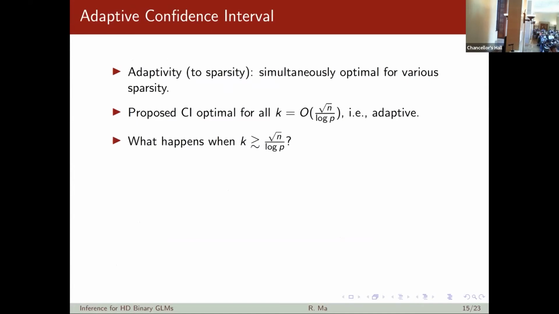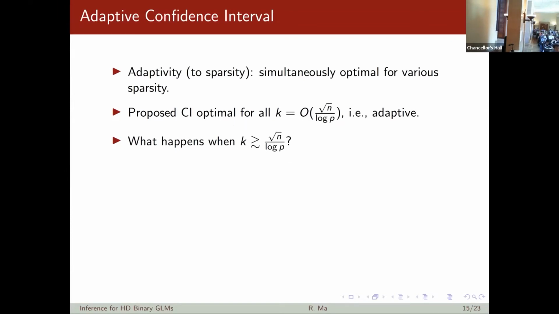adaptivity. An adaptive confidence interval here means that the confidence interval is simultaneously optimal for various choices of sparsity, because in reality, sparsity is always unknown to us. We want a confidence interval that is optimal regardless of what sparsity the model has. And from our previous discussion, we know that, of course, our proposed estimator is adaptive over that ultra-sparse regime. However, what happens beyond the ultra-sparse regime?